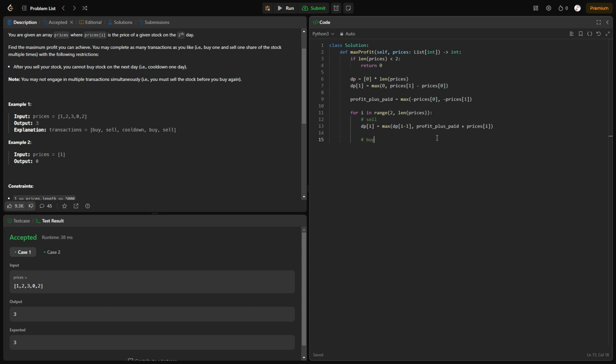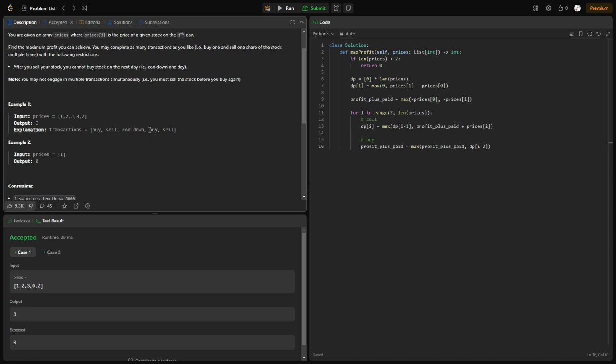So there's also the buy option. For a buy option, we're basically calculating what profit plus paid could be if we buy the stock at a better time. So profit plus paid is going to equal the maximum of itself, so we don't get negative. And the profit plus paid is going to be profit plus the amount we paid. So the profit is going to be dp[i - 2], since for us to buy the stock at the current time, we must have sold it earlier.